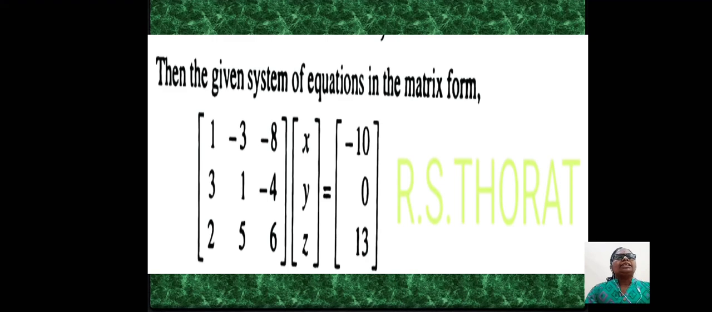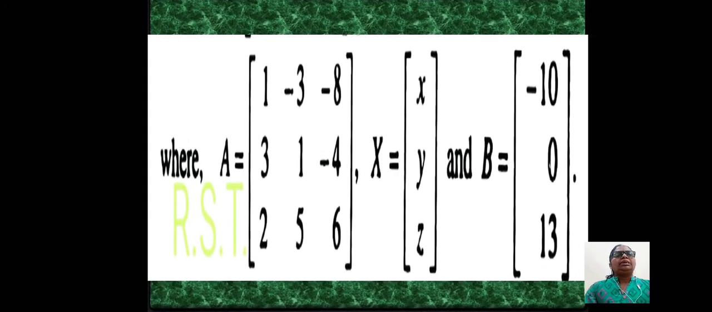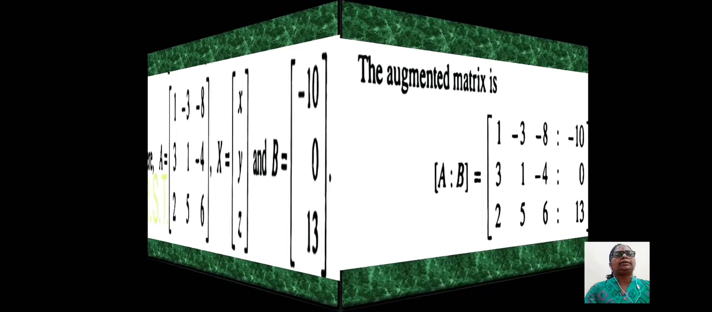Then the given system can be written in matrix form AX equal to B. That is, A is the coefficient matrix [1, minus 3, minus 8; 3, 1, minus 4; 2, 5, 6], X is the column matrix [x, y, z], and B is the matrix of constants, that is minus 10, 0, 13. It is a column matrix. That means A is the coefficient matrix, X is the matrix of unknowns, B is the matrix of constants.